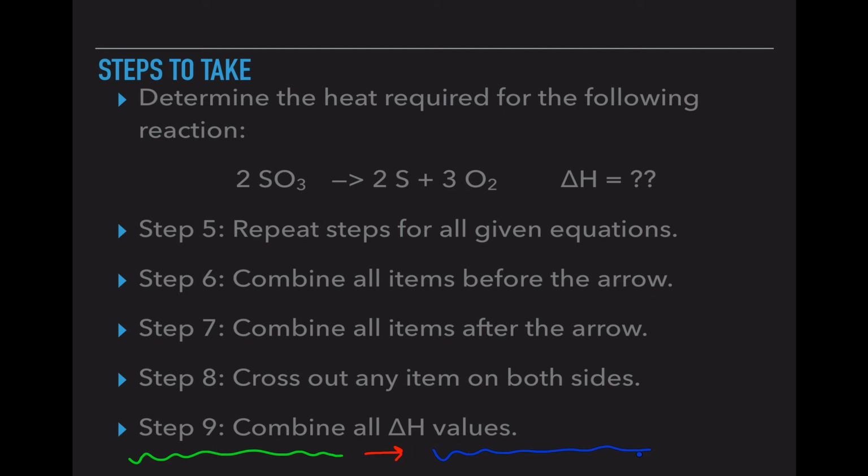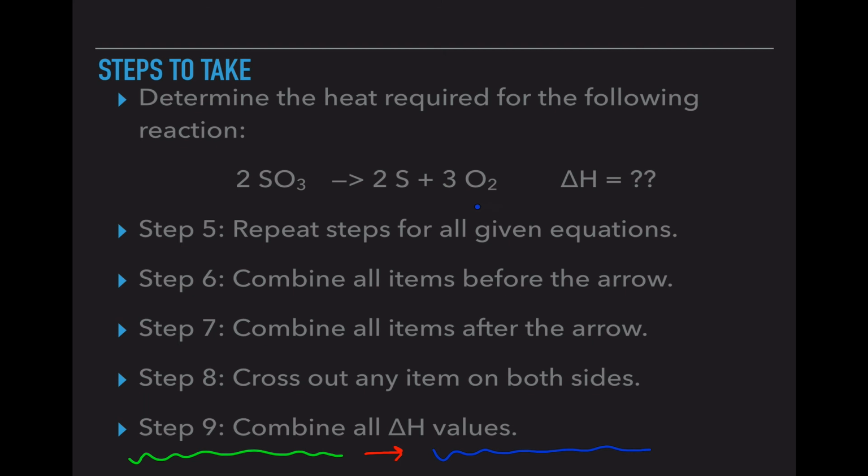Okay? So if you do step 8 and you have extra stuff left in your equation, and you're not left with whatever the final items should be, that means you missed a step somewhere. You either didn't multiply by a number or didn't reverse something. So at that point, that's when you want to go back and double check your work. But as long as you're left with whatever this goal is right here, you only have SO3 on the left, and you only have 2 S's and 3 O2s on the right, that means you could be done, add up your H values, and you're finished.